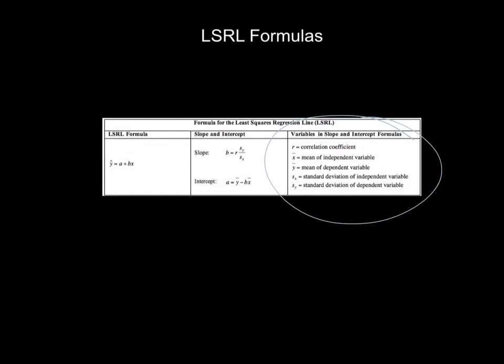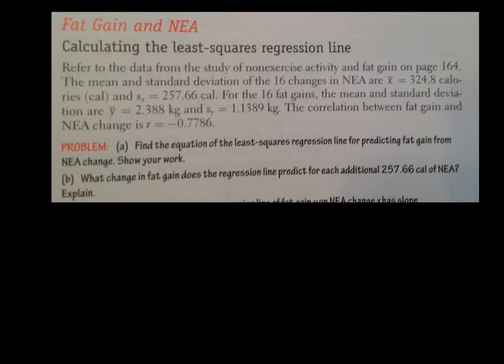So let's look at an example. Calculating the least squares regression line. It says refer to the data from the study of non-exercise activity and fat gain on page 164. You can look back and take a look at that example. But it says the mean and standard deviation of the 16 changes in NEA are, and they give us the X bar, the mean for X. They also give us the standard deviation, which is 257.66. And it says for the 15 fat gains, the mean and standard deviation for the Y value is 2.388 and 1.1389.